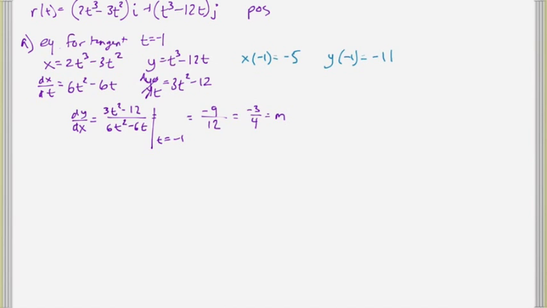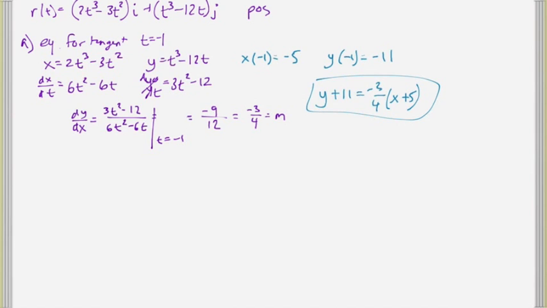Then y equals mx plus b, or point slope form: y minus y1 equals m times x minus x1. Or if you are more comfortable with y equals mx plus b, by all means. At this point in the year, don't start doing something new. Do what works for you. If you're more comfortable with y equals mx plus b, that's totally fine.